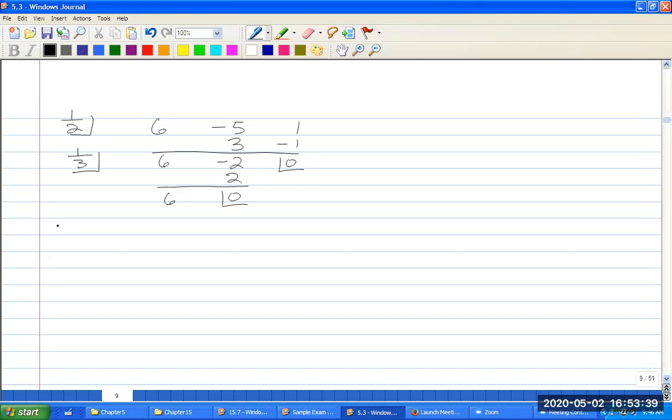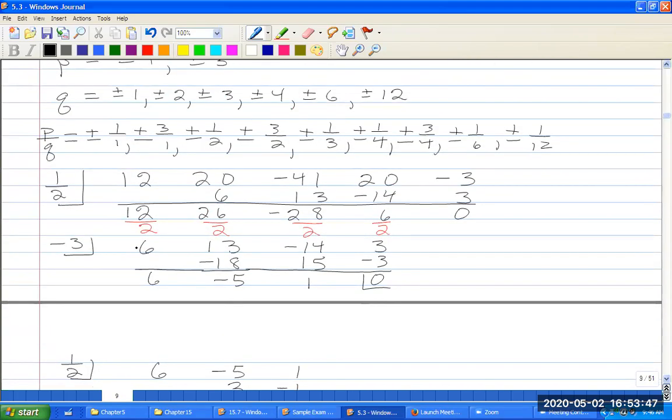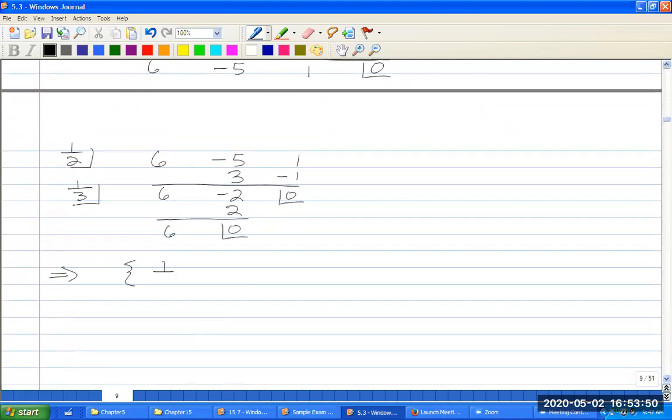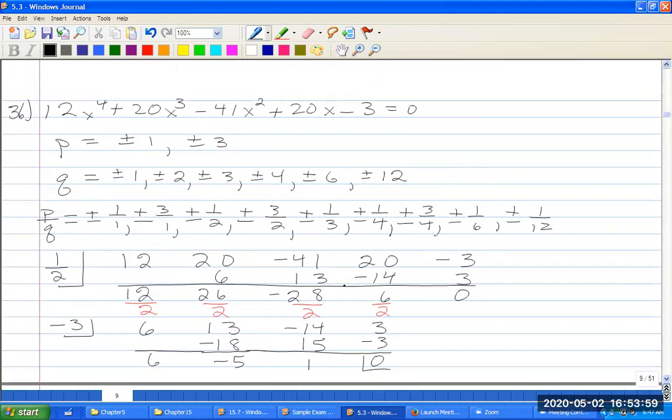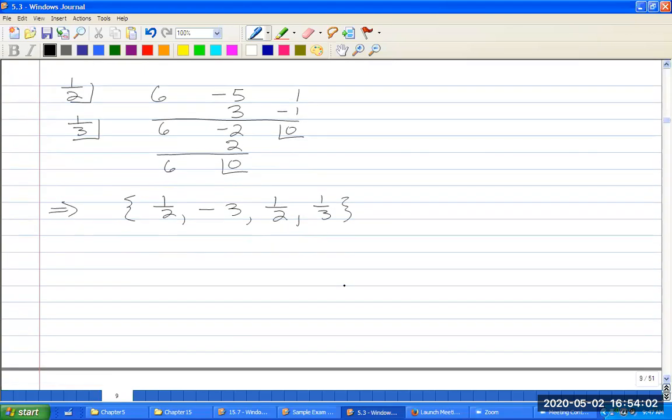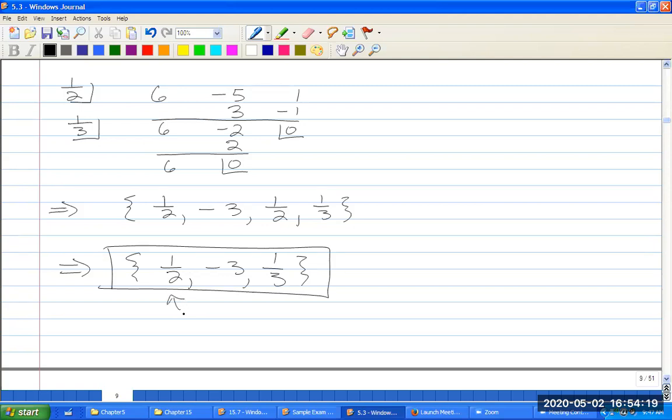Okay, so now let's find all the roots. So the roots were, one of them is a double root. The half is a double root. It's a half, minus 3, a half, and 1/3. So those are the 4 roots to my polynomial. And just notice, I could have written it this way as 1/2, minus 3, and 1/3, and just noted double root.